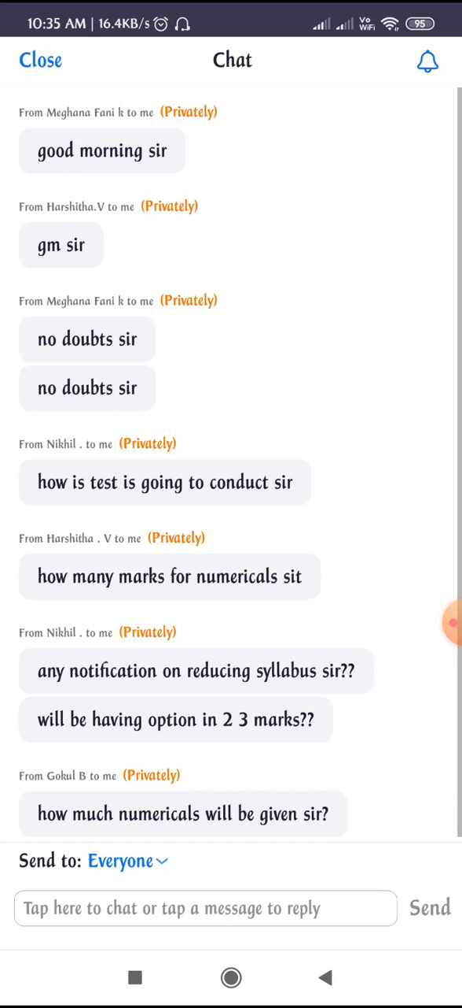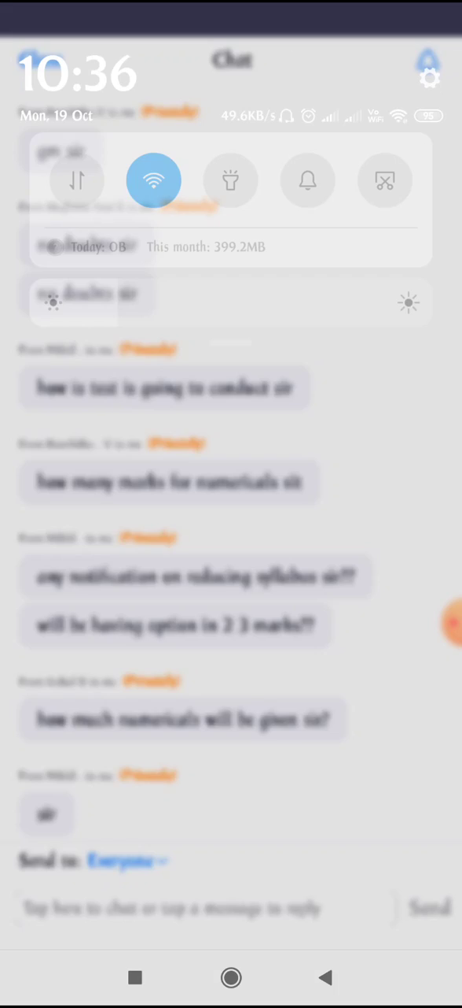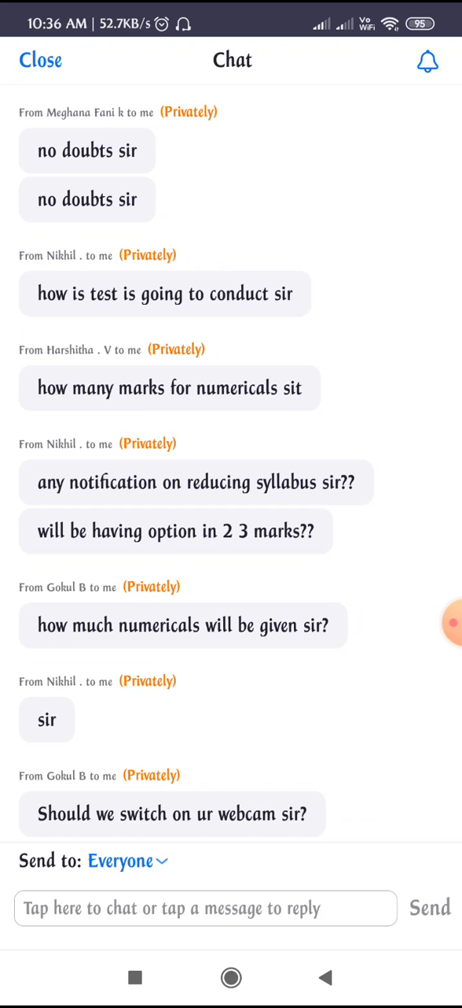Yes, you will be having options in 2 and 3 marks. There will be 6 questions in both. The second main will be of 2 marks, and the third main will be of 3 marks. In both you will have 6 questions each, and out of 6, you need to write 5. In the 5 mark questions, as I said, 5 mark derivations, 3 will be asked and any 2 you need to answer. Coming to numericals, you will have 2 questions, and you need to answer both, each of 5 marks.